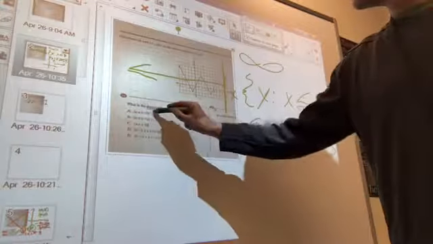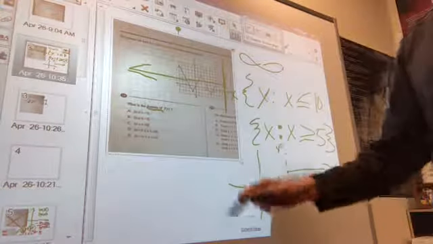So that's called domain. The other word that you may see is called range. We'll deal with range a lot.